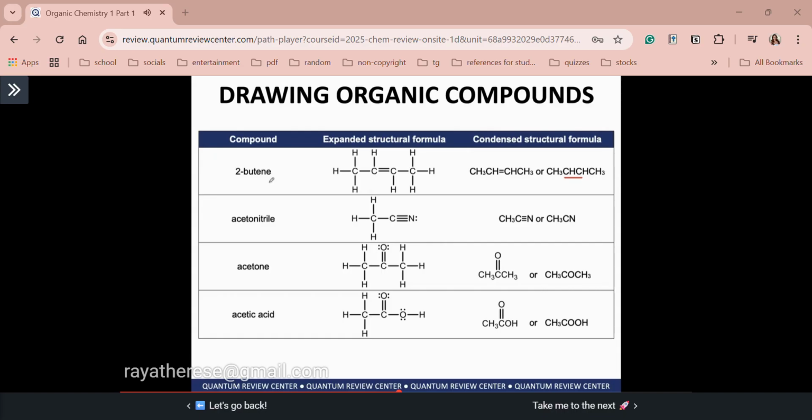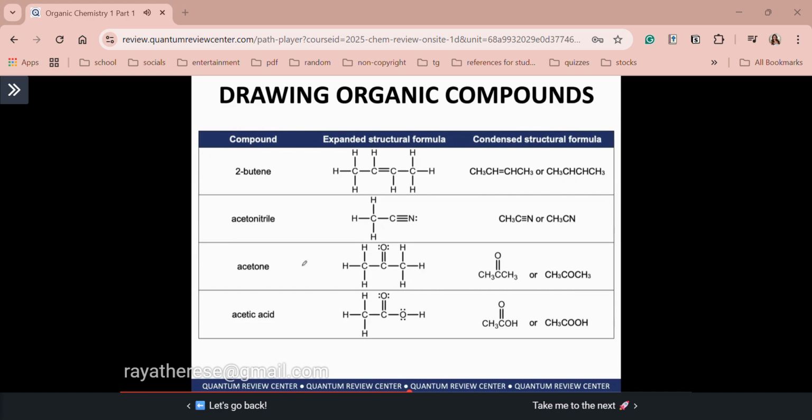For instance, in butene, we have a double bond. Acetonitrile, class, we have a triple bond between your carbon and nitrogen. We also show the lone pairs present in your nitrogen atom. Thirdly, for acetone, class, this is a carbonyl group, and for both your expanded and condensed, we show your double bonds. Sometimes we do not show this double bond. So class, it is optional with your condensed. For expanded, it is strictly required. For acetic acid, again, similar, you need to show your double bonds and the lone pairs present. Alright, so class, that's it for our expanded and condensed.